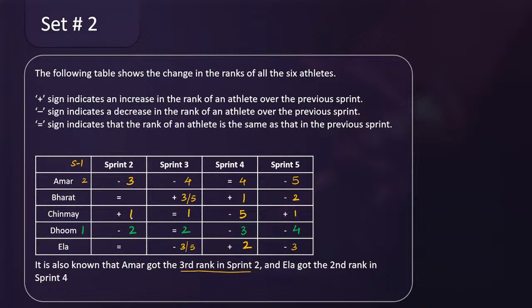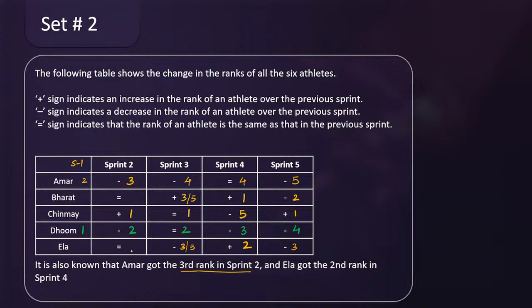So he will have rank number 1 in sprint 2, that is for Chinmay. Clear? Okay. Now Bharat and Ela. These two are left and 2 ranks are left: rank number 4 and rank number 5. Now again, Ela cannot have rank number 5 here. In sprint number 2, Ela cannot have rank number 5.